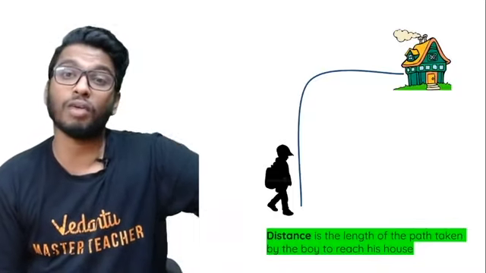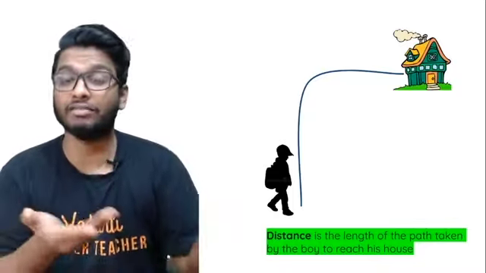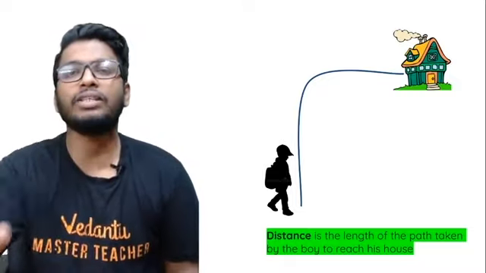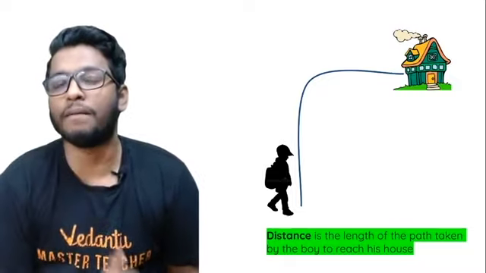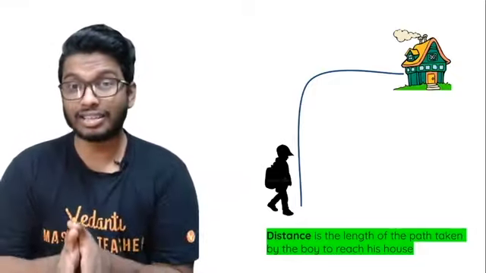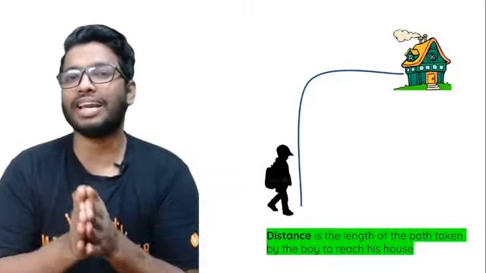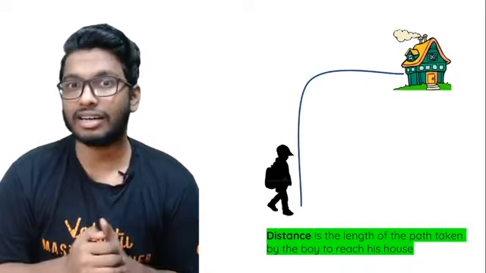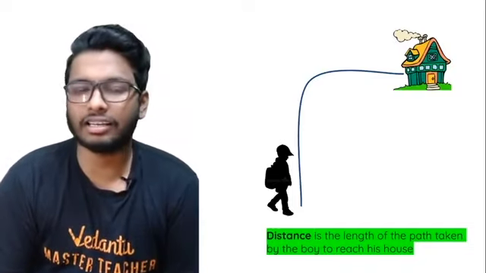If he chooses a path which is 1.5 kilometers long, which comparatively is the shortest one, his distance covered is 1.5 kilometers. So whatever path he chooses, the length of that path is what is called distance. But displacement is a little different.